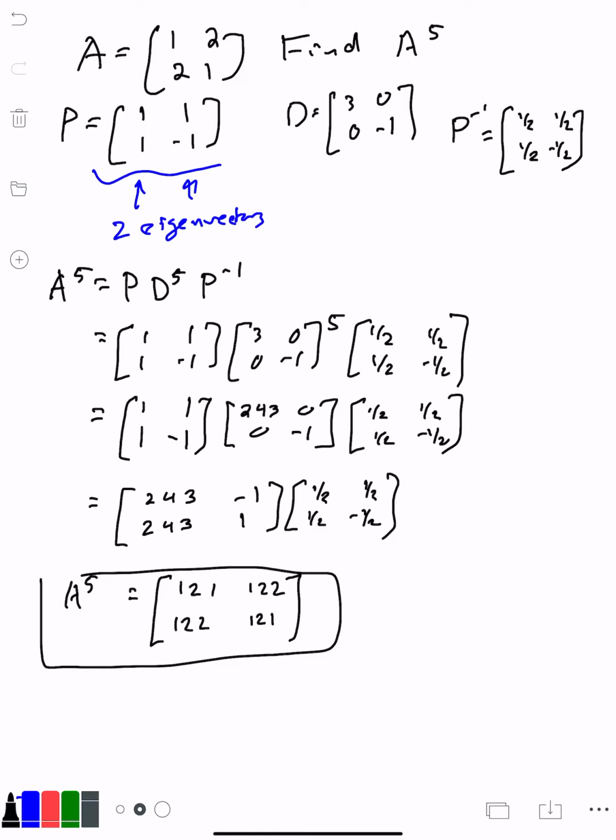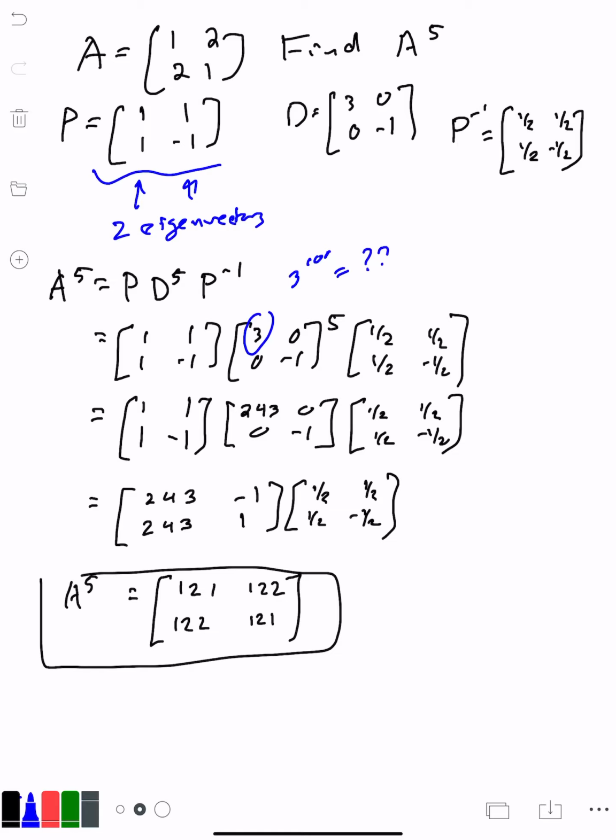The only problem is you would need to worry about what 3 to the 100 is. That's kind of a big number. 3 to the 1000 is even bigger. But regardless, you can do this process here for any power. Once you have your eigenvalues and eigenvectors, you just put in this little formula here and you calculate it.